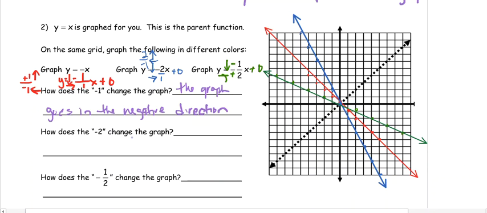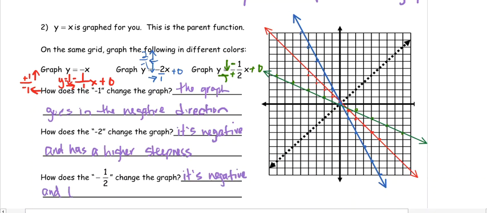How does a -2 change your graph? It's negative and has a higher steepness. How does -1/2 change your graph? It's negative and has a lower steepness.